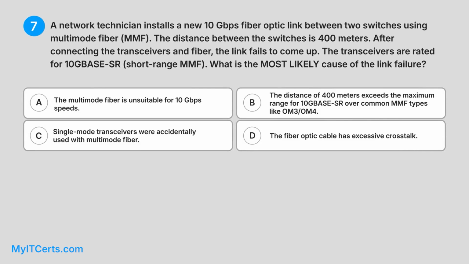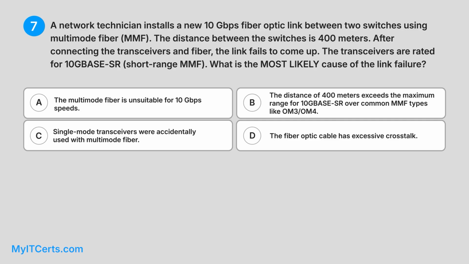7. A network technician installs a new 10 Gbps fiber optic link between two switches using multimode fiber, MMF. The distance between the switches is 400 meters. After connecting the transceivers and fiber, the link fails to come up. The transceivers are rated for 10 Gbps SR, short-range MMF. What is the most likely cause of the link failure?